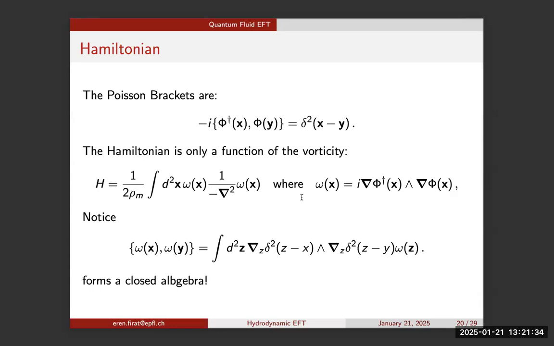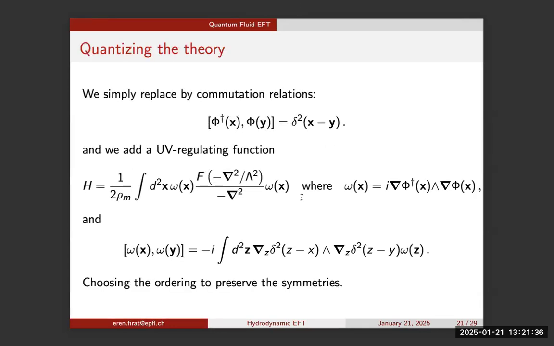So now going to the quantum level is quite simple, because we can just replace this Poisson bracket by a commutation relation, and then the omegas still form the same algebra, with the commutator instead of Poisson brackets. And in the Hamiltonian, I've added some function to UV regulate. And we have our quantum Hamiltonian here.